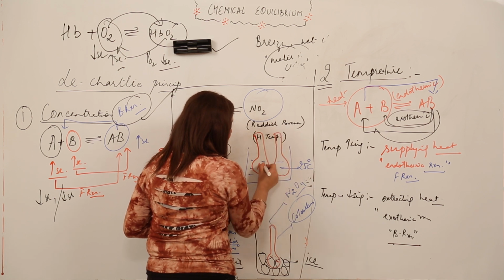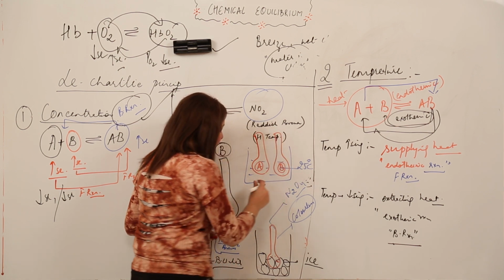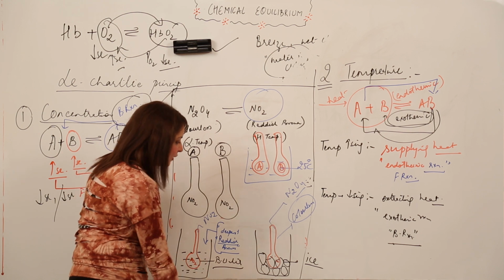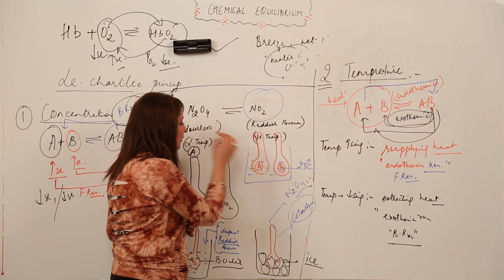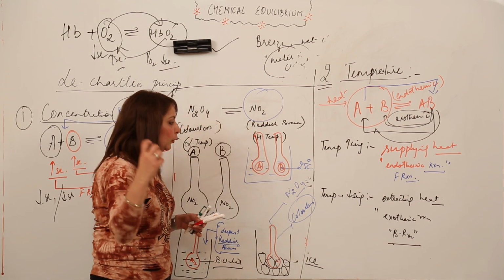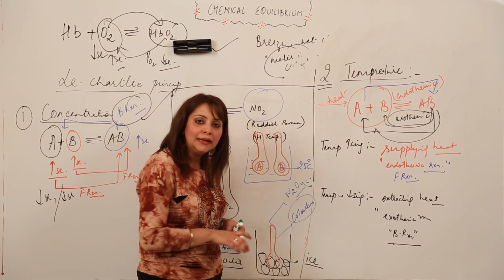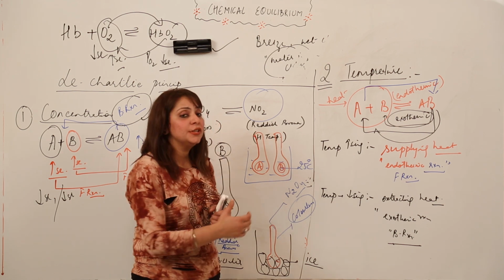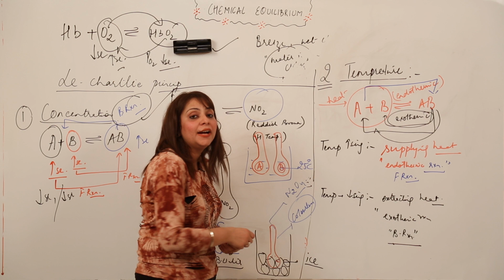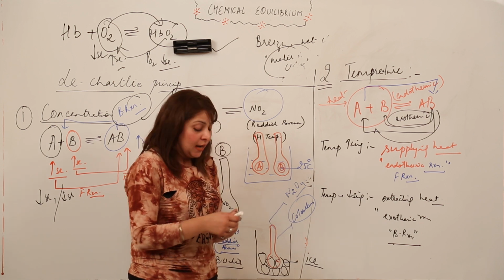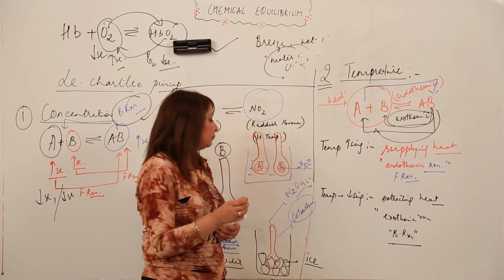So this is my vessel A and this is my vessel B. This I removed from the boiling water and this I removed from the ice. And earlier, A had a deep reddish brown color and B was almost colorless, right? So what observation am I going to see now when I keep them in the container which contains water at 25 degrees Celsius?